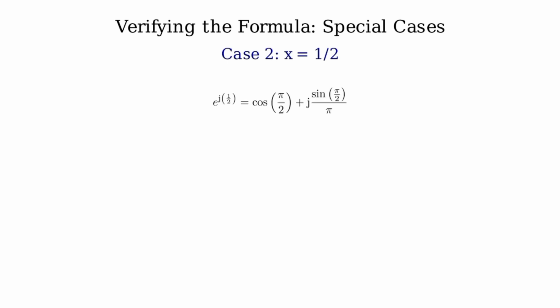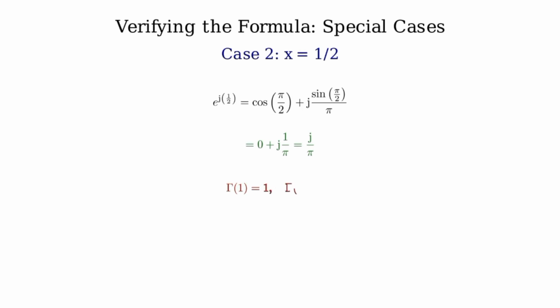Case 2, when x equals 1/2. Left side: we know that e^(j·1/2) equals cos(π/2) plus j sin(π/2)/π. Cosine of π/2 is 0 and sine of π/2 is 1, so this simplifies to j divided by π. Right side, computing the gamma values.